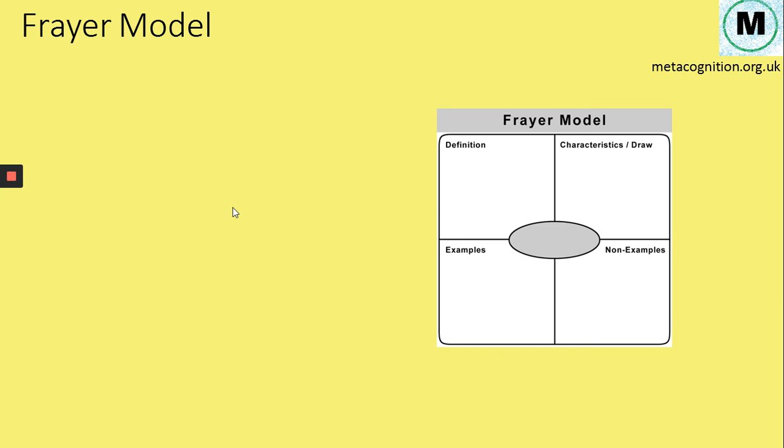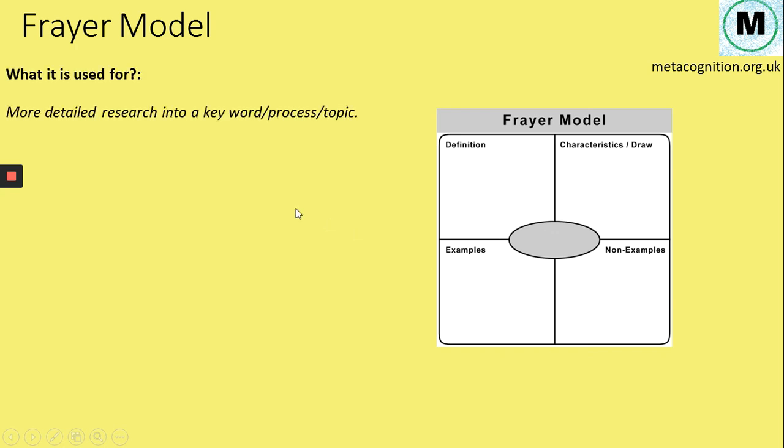Right then, the next model is the Frayer model. So this is one I really, really like. It's a fantastic tool for revision at the end of a topic as well. It looks like this example here on the right. Definition, characteristics or a diagram is often quite useful, examples and non-examples. It is simply an opportunity to evaluate a topic. So you can give students this, you put your keyword or topic in the middle and tell them, right, write down a definition, give me a diagram, give me some examples, give me some non-examples.